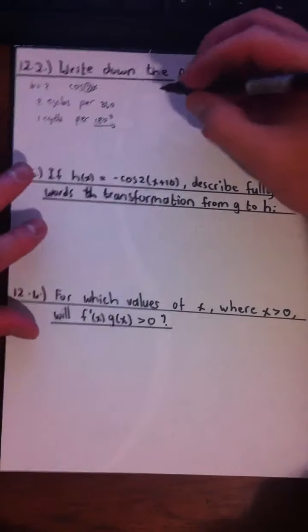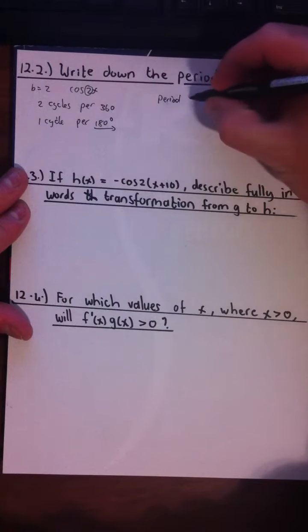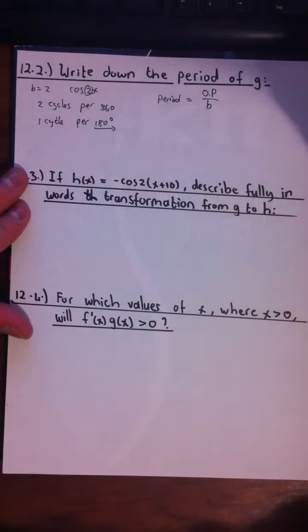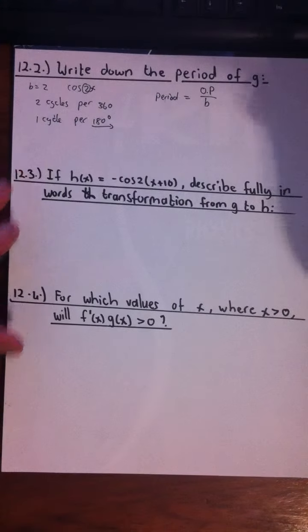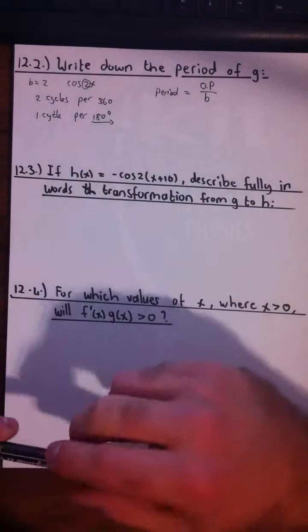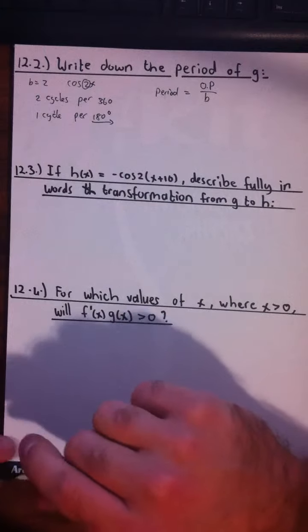Okay, so you can just simplify that to say your period equals your original period divided by your b value, which in this case was 2. 12.3. If h of x equals negative cosine 2x plus 10, describe fully in words the transformation from g to h.